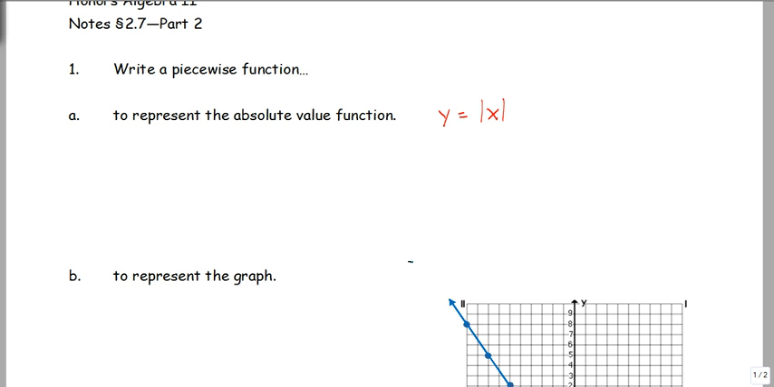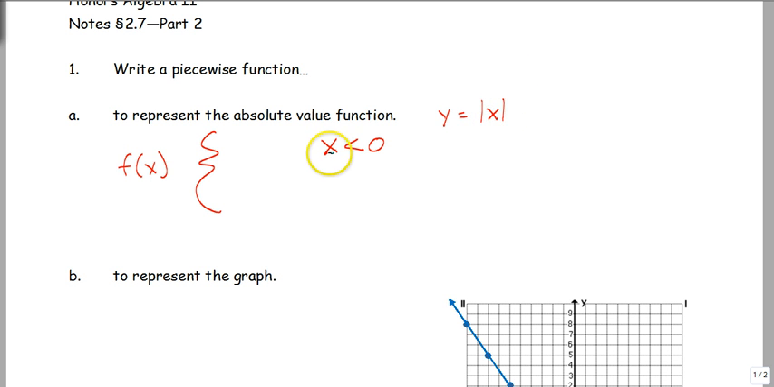F of x. Alright? Well, whenever I put a negative x in, so x is less than 0. Okay? What happens when I put a negative 1 in here? Hopefully you guys say you get a positive 1 out. If you put a negative 2 in, you get a positive 2 out. Same thing if you keep going.